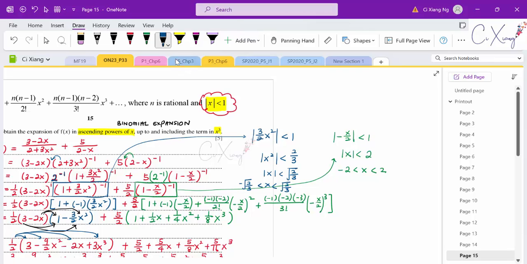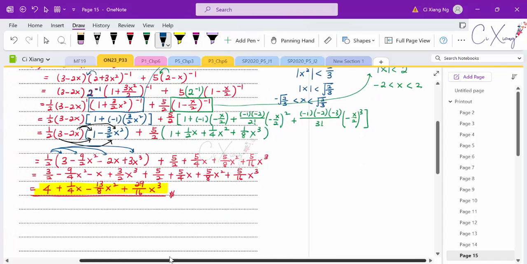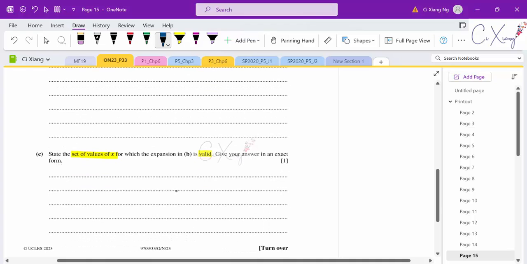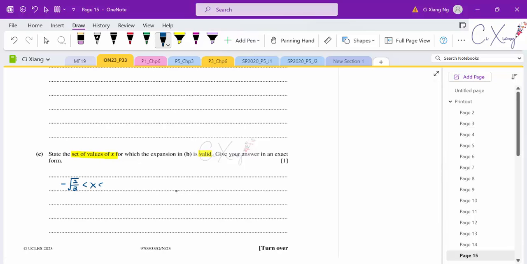So I think the answer is quite obvious, right? So the smaller set is actually this one. Therefore, this will be our valid value for x to make sure that the binomial expansion is correct or valid for both bracket, right? Yeah, so this is how we decide it. Therefore, the final answer for this part will be negative square root 2 over 3 until positive square root 2 over 3.